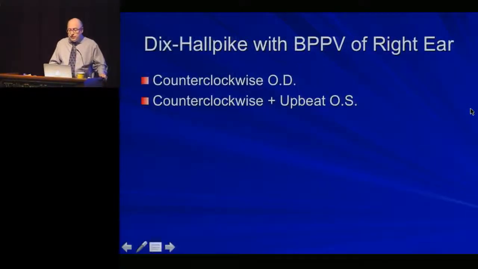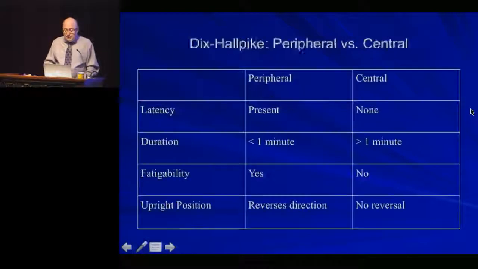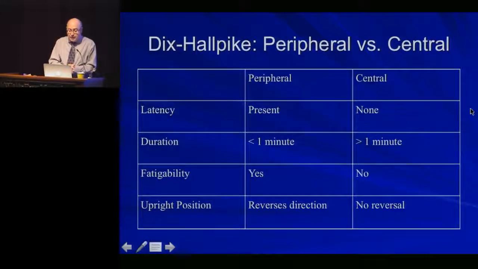And typically, if you do a Dix-Hallpike maneuver with a BPPV in the right ear, you'll get a counterclockwise nystagmus in the right eye and a counterclockwise and an upbeat in the left eye. And if it's a typical peripheral pattern, there'll be a latency.